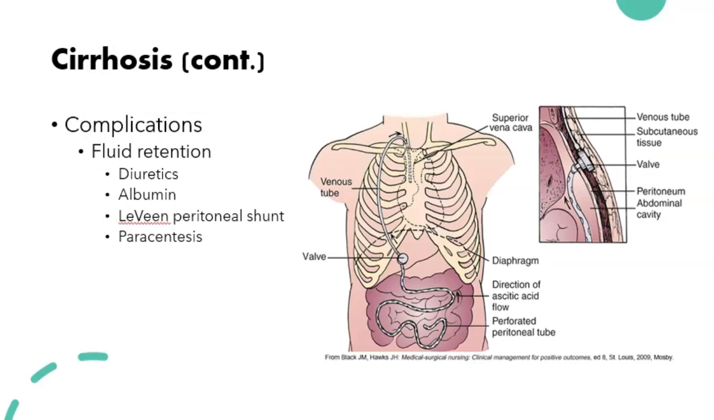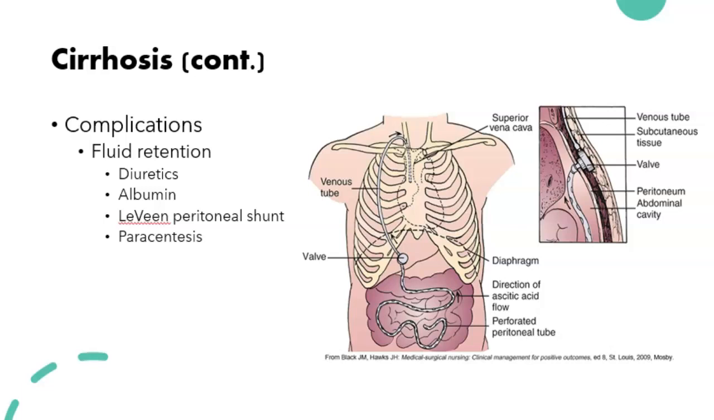Complications of cirrhosis: fluid retention. So to combat that, diuretics are commonly used to decrease fluid retention, such as furosemide or Lasix, hydrochlorothiazide or HCTZ, spironolactone or Aldactone. Albumin may also be given to increase osmotic pull into the vascular space. So basically that shifts the fluid from where it shouldn't be to where it should be.